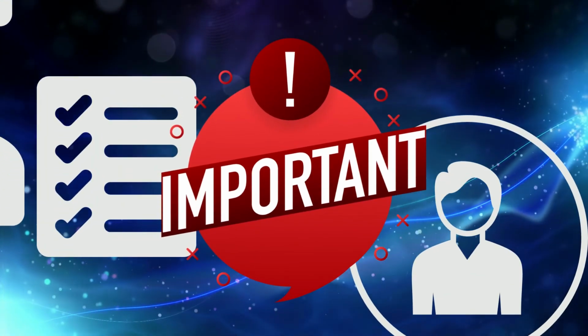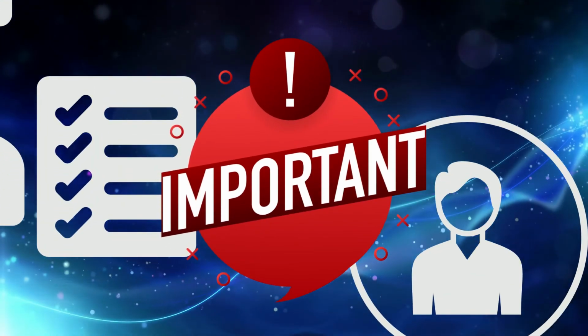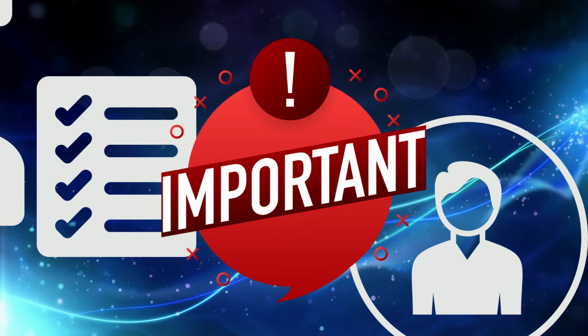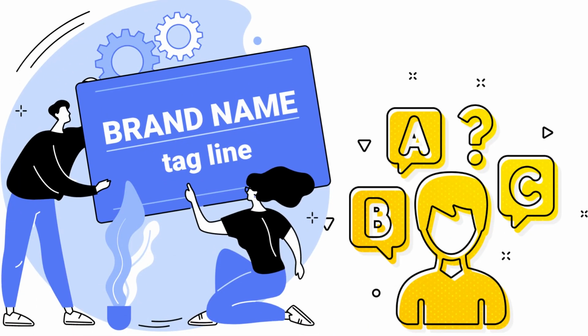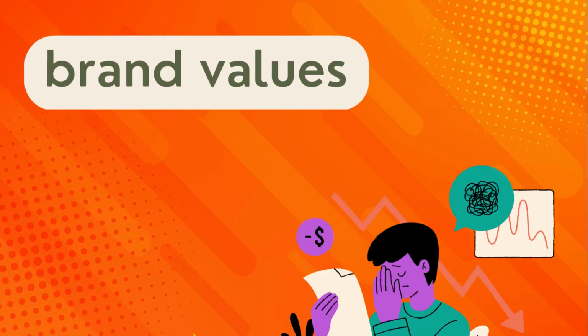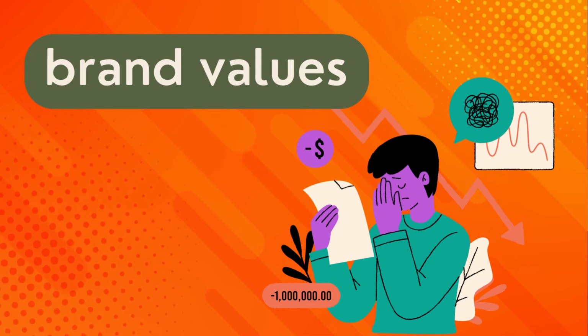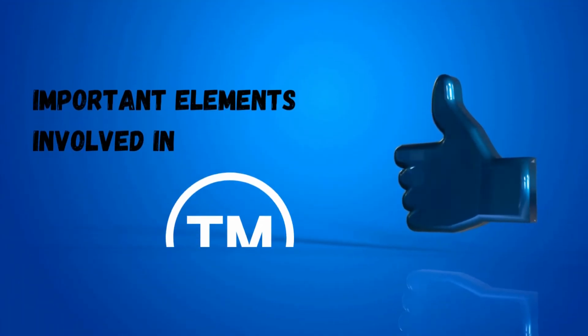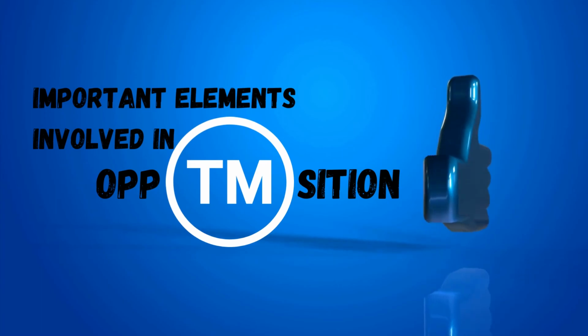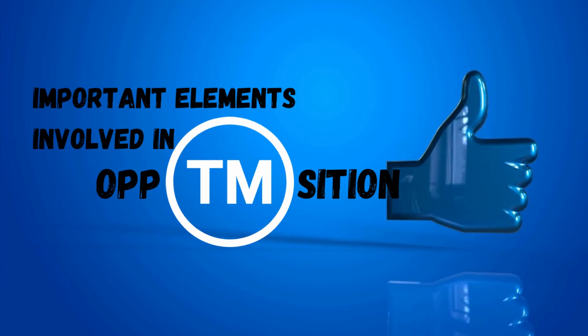These defenses are essential to understand for both trademark owners and those accused of infringement. Always remember to be careful when choosing a brand name and be attentive to any opposition. If the opposition is successful, you could lose more than just your brand name. So, stay informed and make informed decisions to protect your trademarks. There you have it, a comprehensive overview of the important elements involved in trademark opposition.